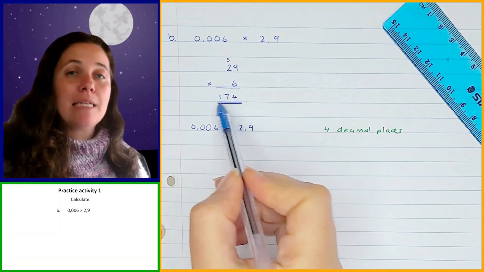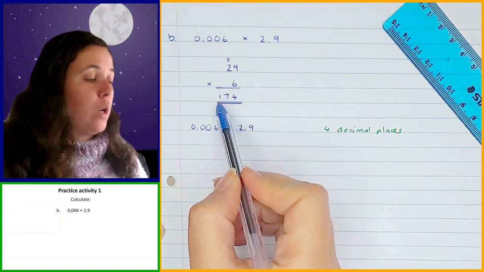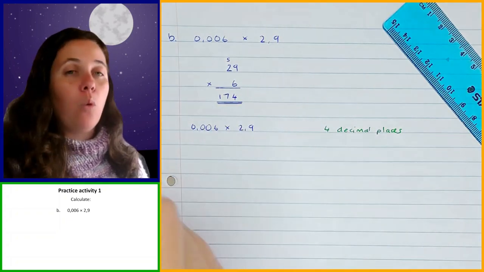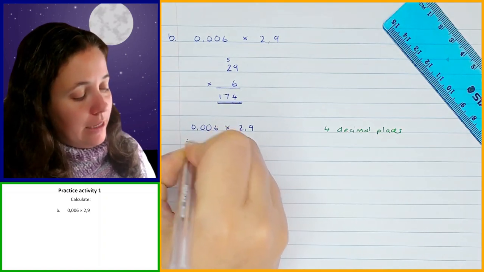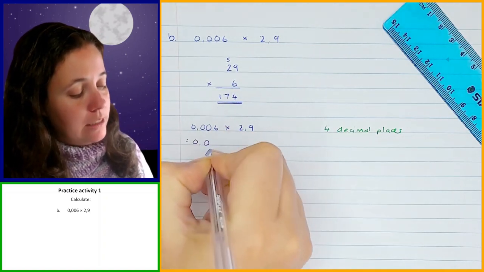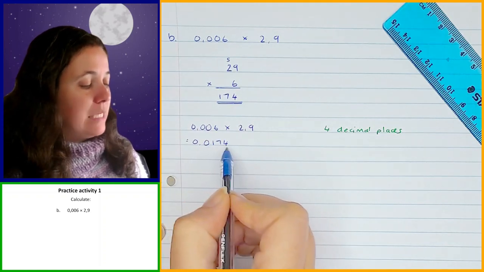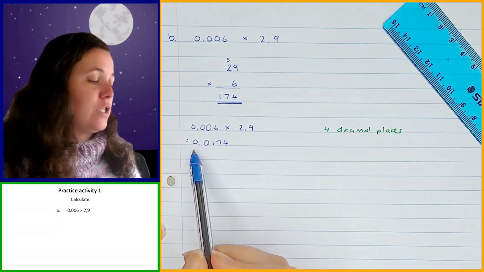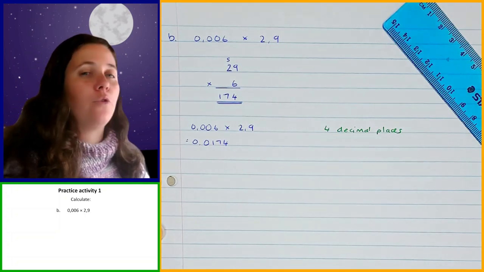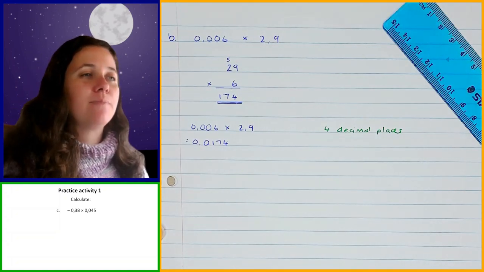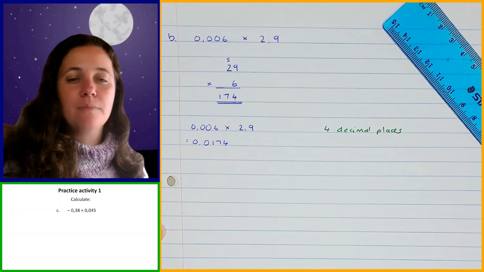This number has 3 digits, which means that it's 1 less than 4. So I need to have 1 zero. So I'm going to have equal to 0, comma, and then 1 zero, and then the 174. So that's 4 decimal places altogether. So you should have got for this question 0.0174. Okay, next question.